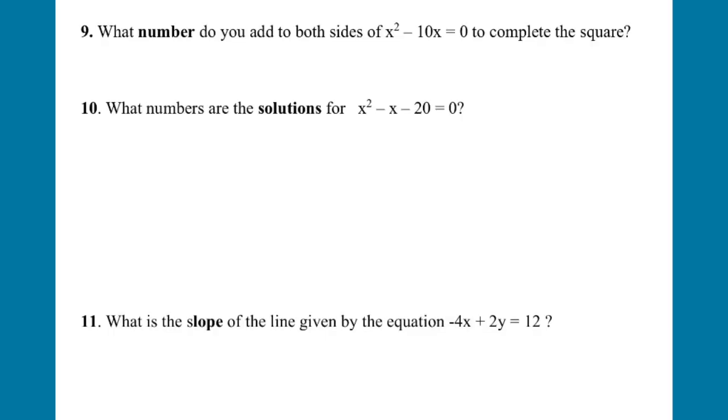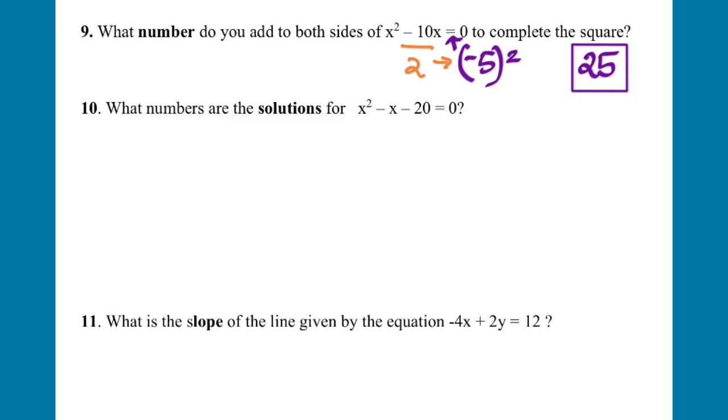Number 9, to complete this value so it's a perfect trinomial, or to complete the square, we take the b value and we cut it in half, and we square it. So of course it would be adding 25 to both sides.